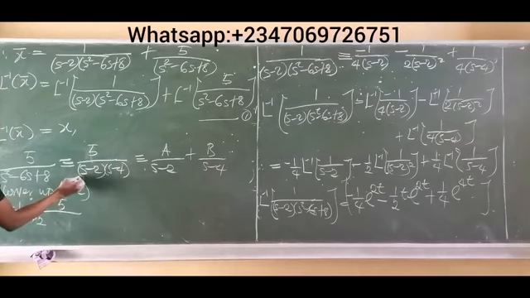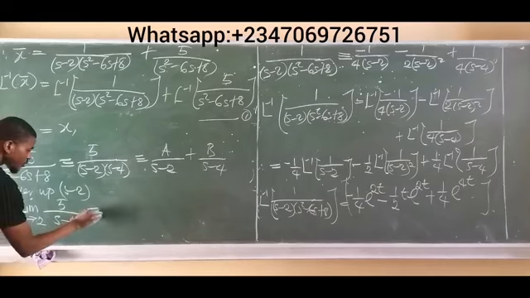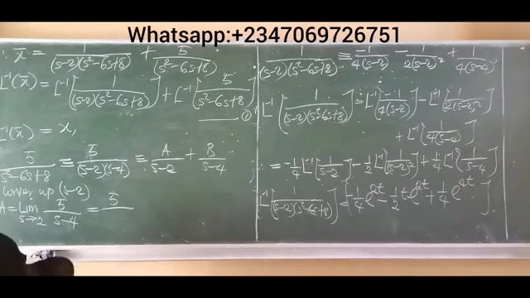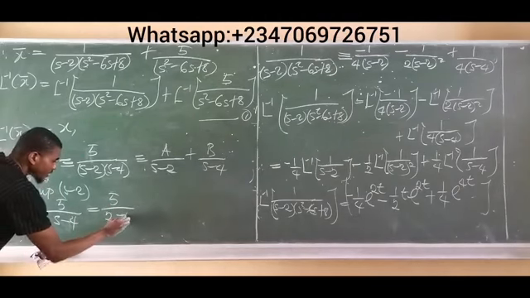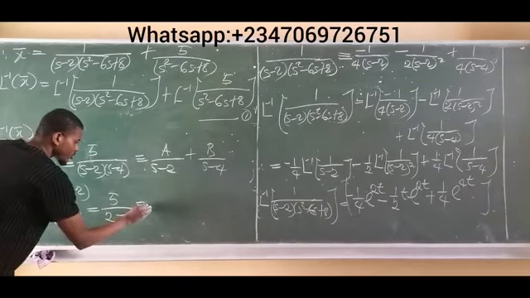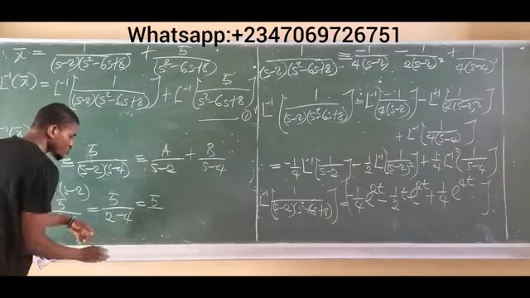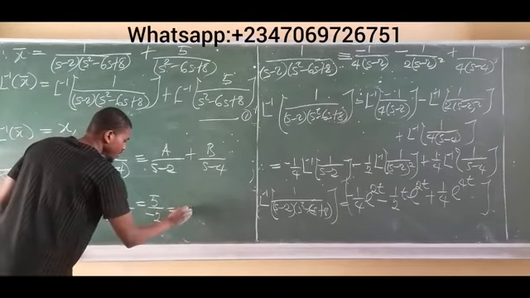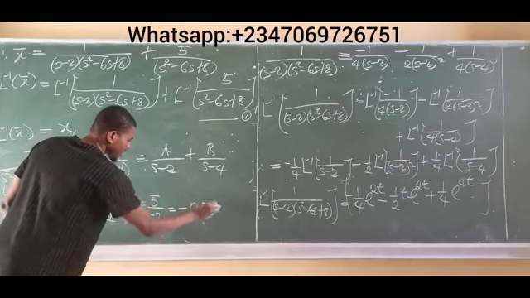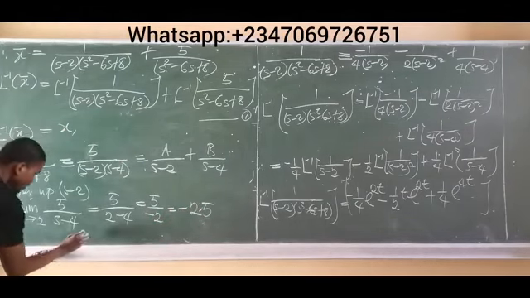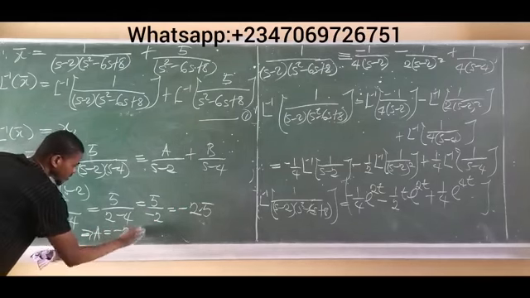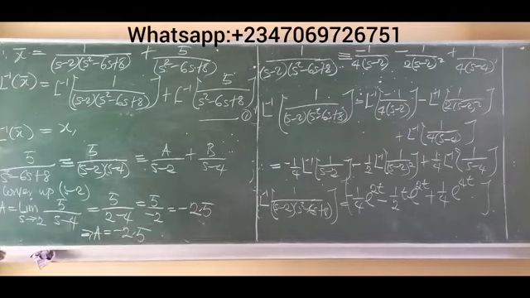Now I'm covering up x minus 2, so I'm left with x minus 4. Now this is equal to 5 all over. x is now 2. So you have 2 minus 4. And this is equal to 5 all over 2 minus 4, which is minus 2. And this will give us minus 2.5. That means A is equal to minus 2.5. Alright, we have this.